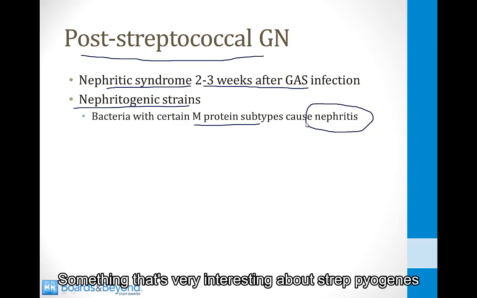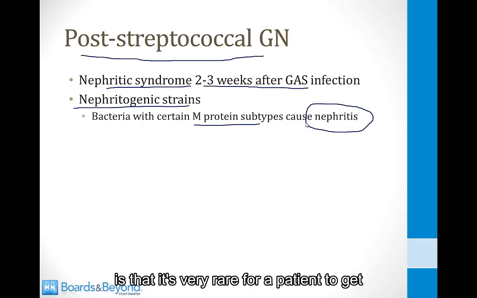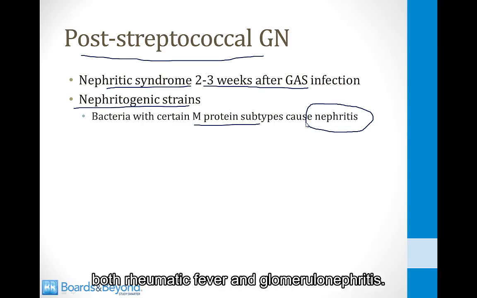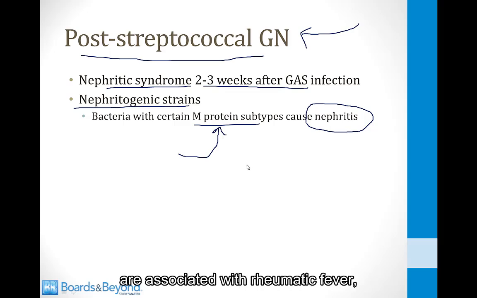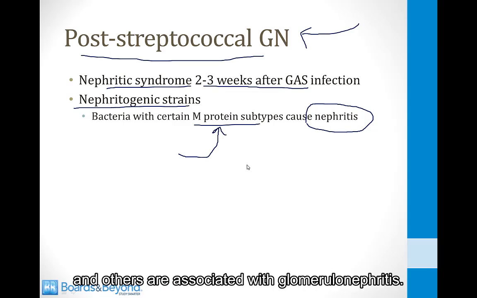Something that's very interesting about strep pyogenes is that it's very rare for a patient to get both rheumatic fever and glomerular nephritis. They usually get one or the other, and that's because certain M protein subtypes are associated with rheumatic fever and others are associated with glomerular nephritis.